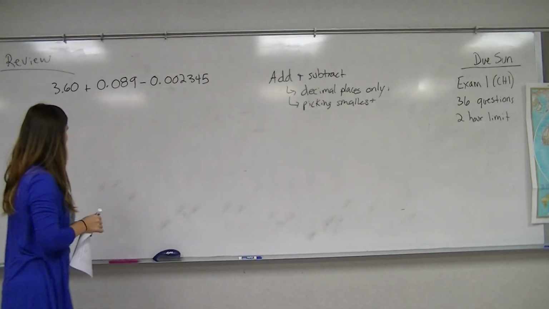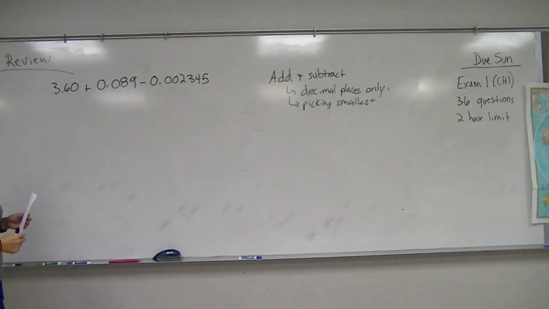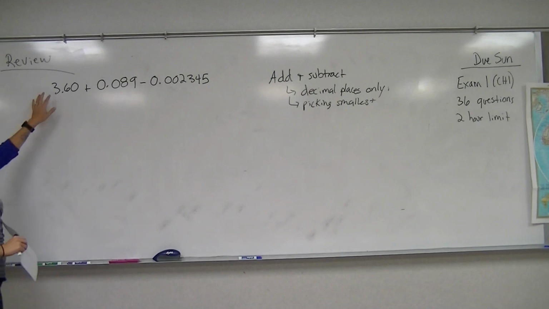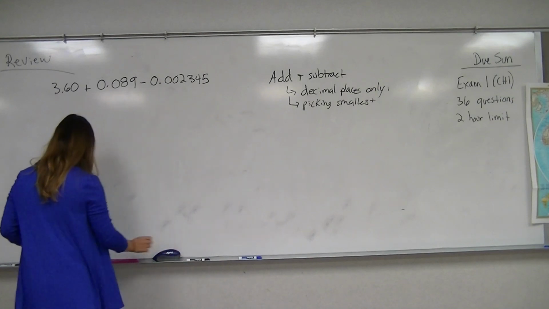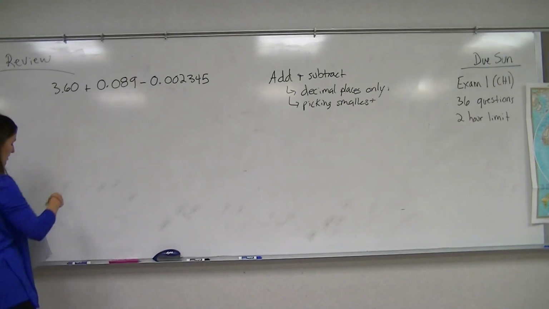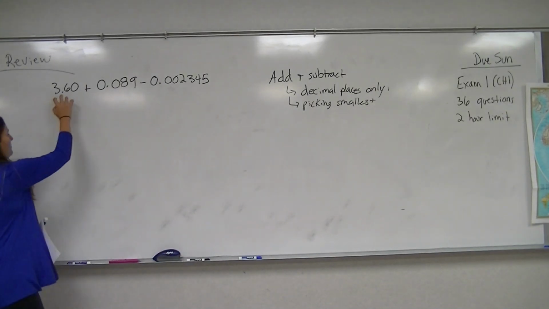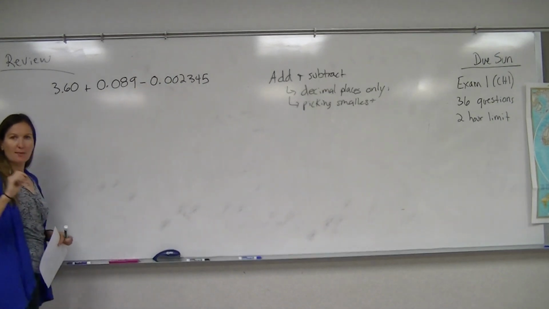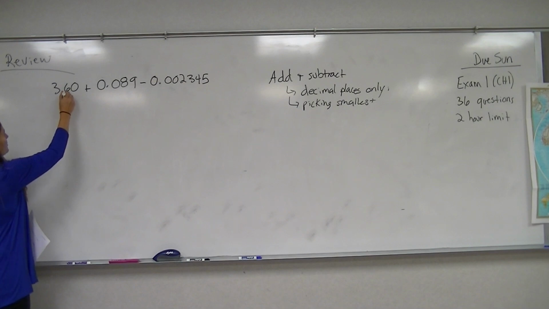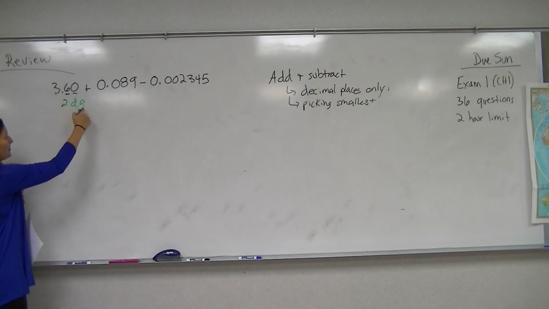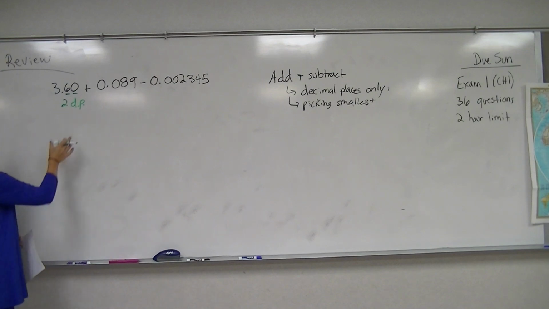All right, so let's look at this problem. We're adding and subtracting, so we're not counting total sig figs anymore. That's only for multiplication and division. Instead, we're going to look at just after the decimal. So I'm going to look at every number in the problem, and I'm going to count how many decimal places each number has. So for this first one, after the decimal, I have 2. I'm writing DP for decimal places.